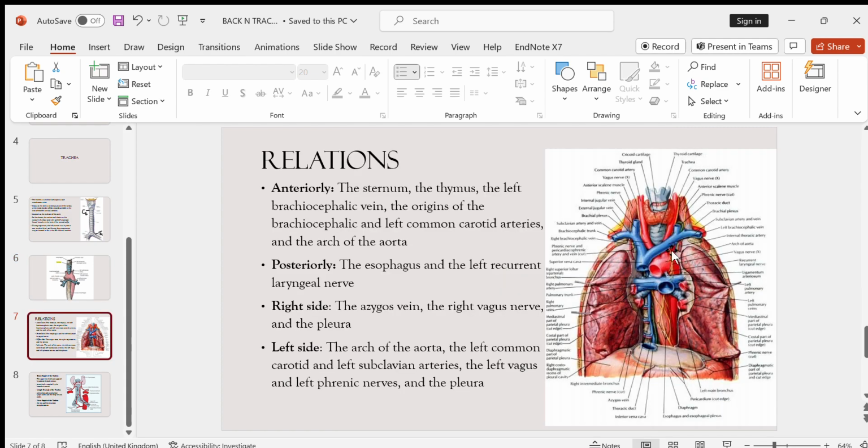In this picture, we can see that on the right side of trachea is the brachiocephalic vein, the azygous vein, and the right vagus nerve. And on the left side, we have the left vagus nerve, the left phrenic nerve, the pleura, and the arch of aorta. This is trachea and this is arch of aorta. It is turning towards the left side, so it is in the anterior relation of trachea as well as on the left relation.